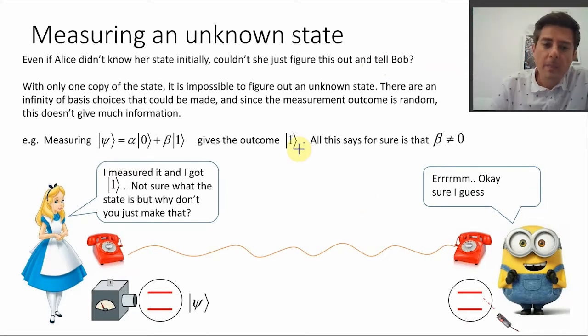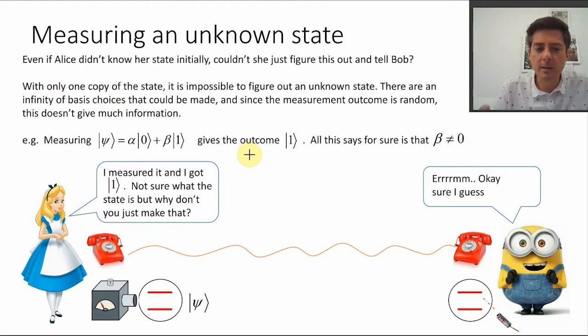Quantum mechanically, it's difficult to actually know what the state is, particularly if you've only got one copy of the state. With only one copy of the state, basically it's impossible to know what your state is if you don't know it. Because remember, when you do a quantum mechanical measurement, there's always a random collapse. So say I've got my state alpha 0, beta 1 here. If I didn't know what state it is, then I don't know what basis to measure it in.